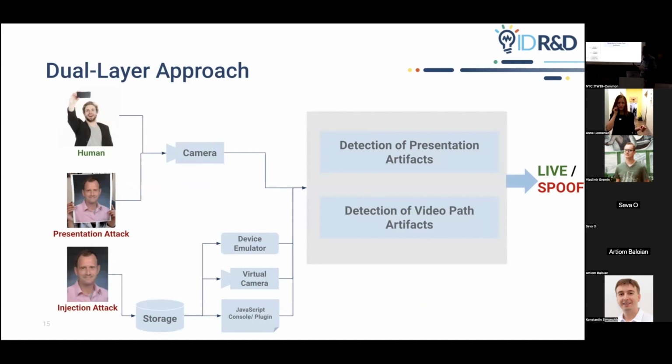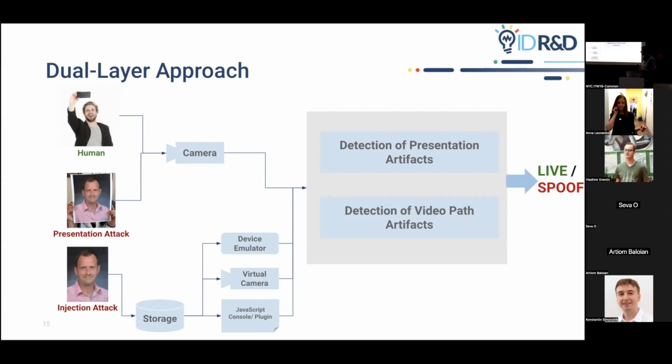There could be different cases presented to the camera. A good case is a real human making a real selfie to the camera. The bad case is a presentation attack. And another bad case is injection of a stolen image or generated image or whatever third-party image or third-party person presented to the system. In the first case, this is just a presentation to the camera. In the second case, this is somehow injecting an image through a device simulator or virtual camera or even a JavaScript console or plugin if fraudsters are dealing with the web application.